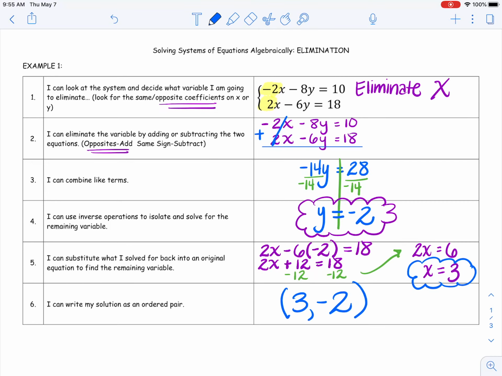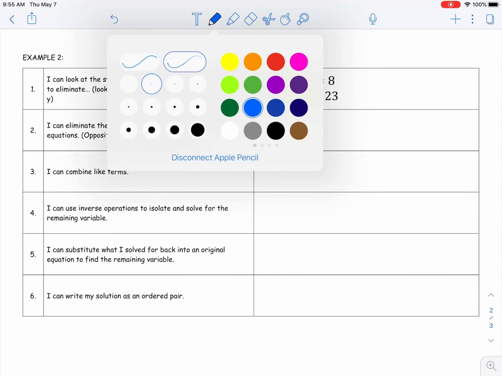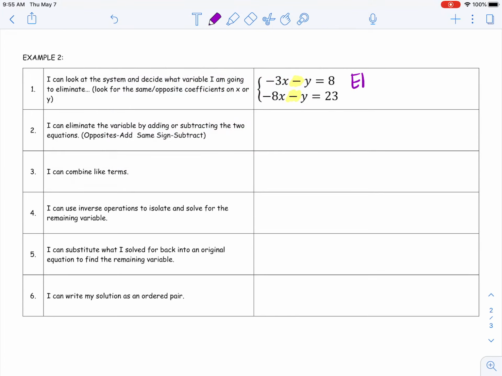All right, let's take a look at another example. Okay, so again, starting by looking at the coefficients on x and y, I'm looking for either the same number or the opposite. And in this case, you can see that I have a -1 in front of both of the y's. So I'm going to make the decision to eliminate y. And because they are the same sign, I'm going to be subtracting. Okay, so I'm setting up my subtraction problem here.